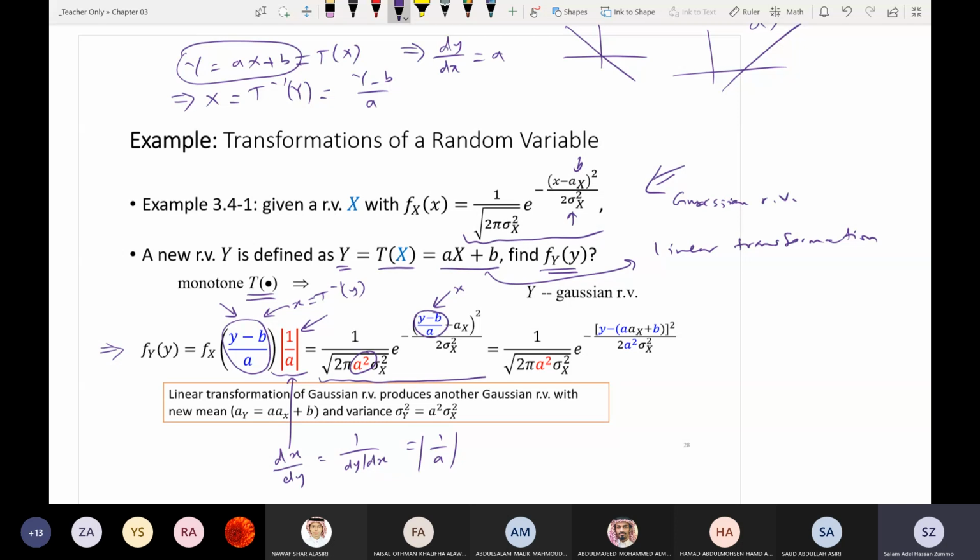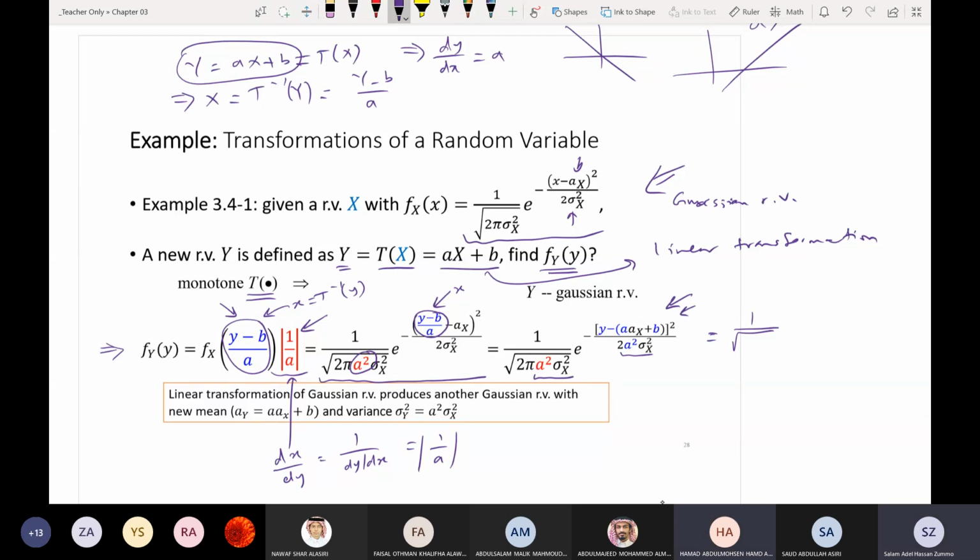Now, just opening up things, this stays as it is. However, if we open this up, we can write it as (y minus (ax plus b)) all squared divided by 2 a squared sigma x squared. So we can write this in terms of a new function that looks like this. Is it clear what we did here in the exponent? We multiplied everything by a squared. Yes.